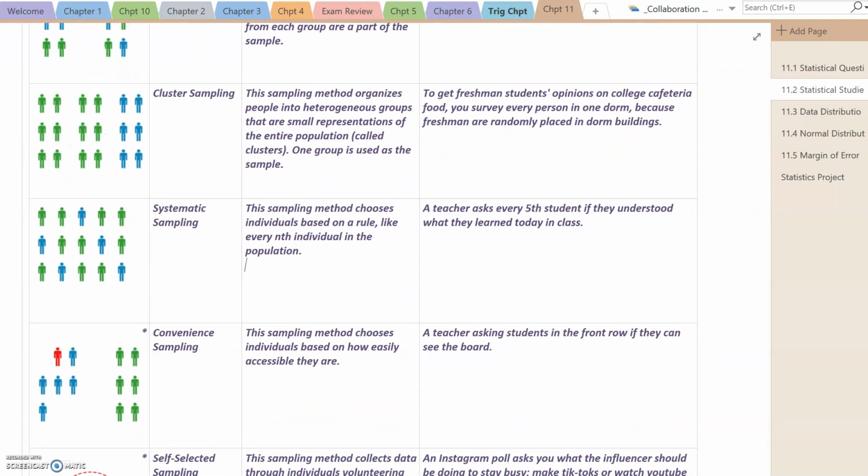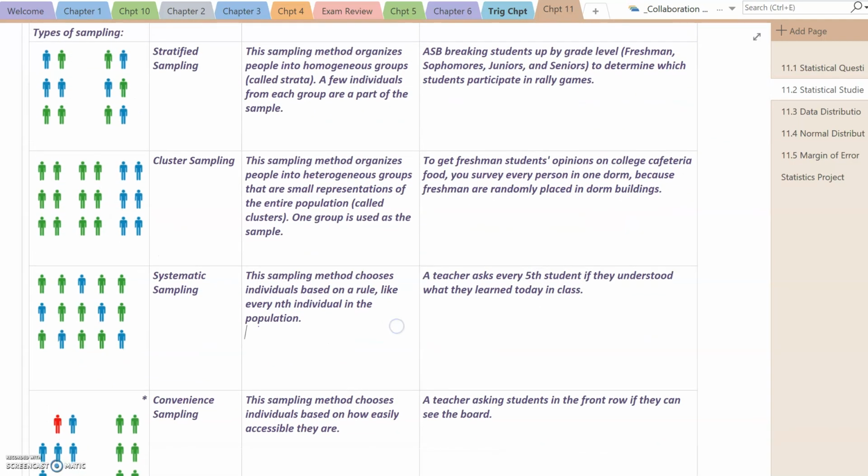Cluster sampling is pretty similar but still different. So I definitely want you to see the difference in the pictures for sure. So in cluster sampling, you're still breaking people into groups, but the groups are completely random. So the people in the group should not have any distinct characteristic in common. The small groups are supposed to be small representations of the entire population. And those are called clusters, which is why it's called cluster sampling. And then one group or one cluster is used to represent the entire population.